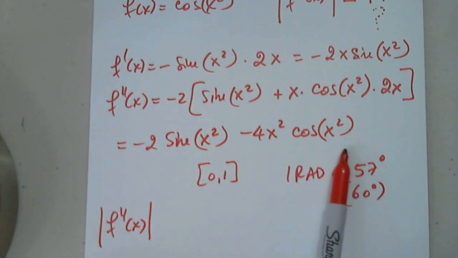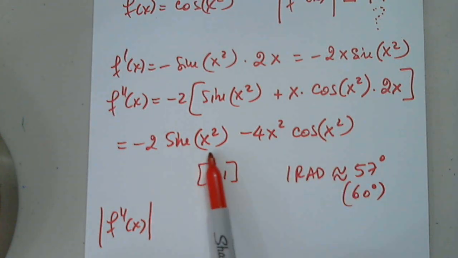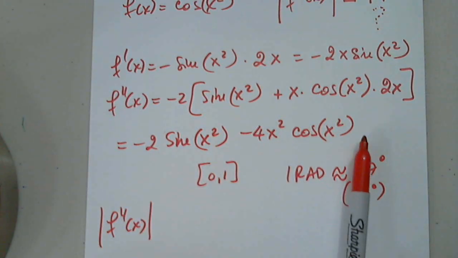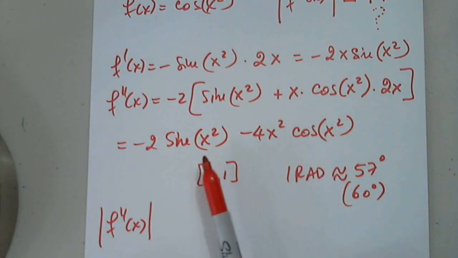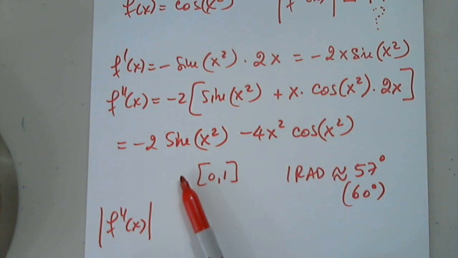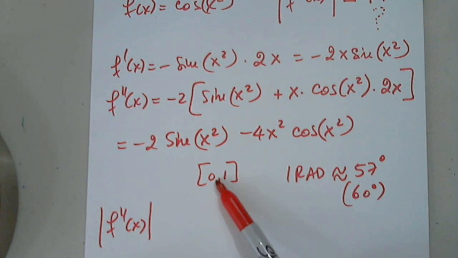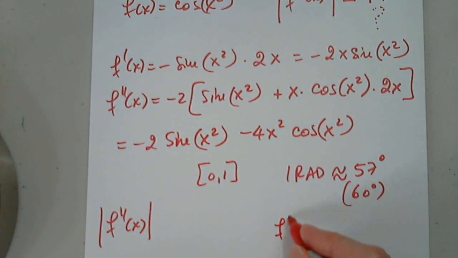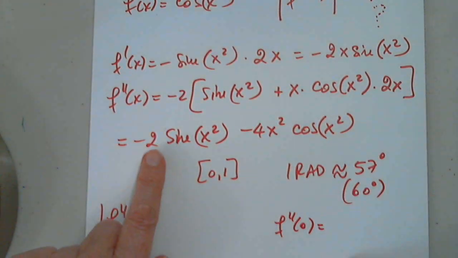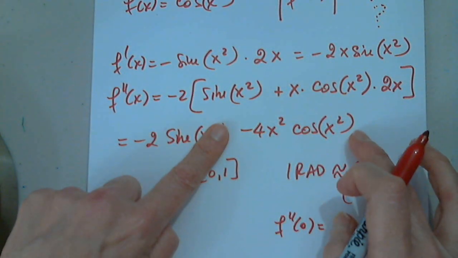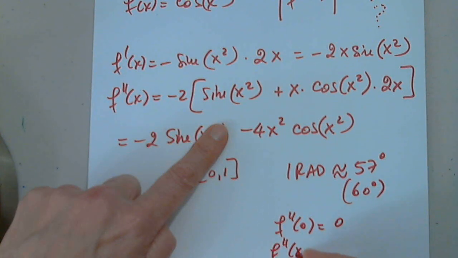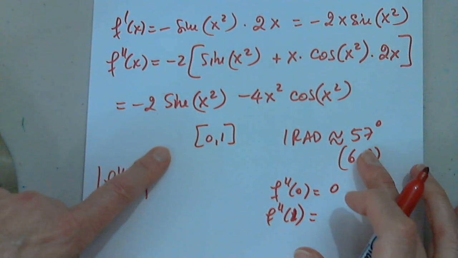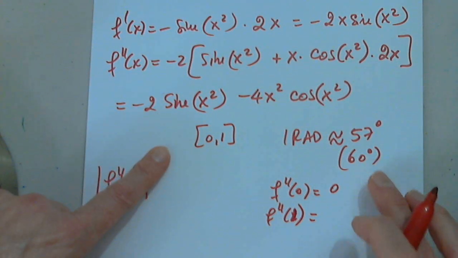We should look at this function, put it in the graphing calculator, and see if it's an increasing function or a decreasing function. That is important. Now, what happens at 0? So the second derivative at 0. This is 0, and this is 0. This is not 0, but there is a 0 in front. Let's see the second derivative at 1, I meant to write. Okay, at 1, or 1 radian, or 57 degrees, roughly 60.